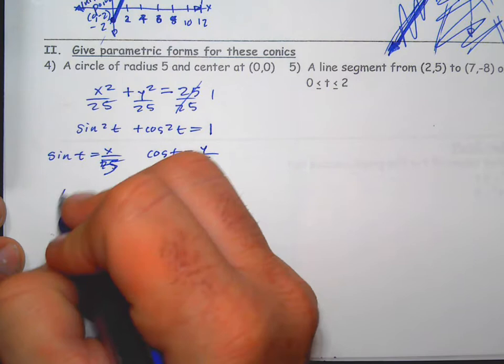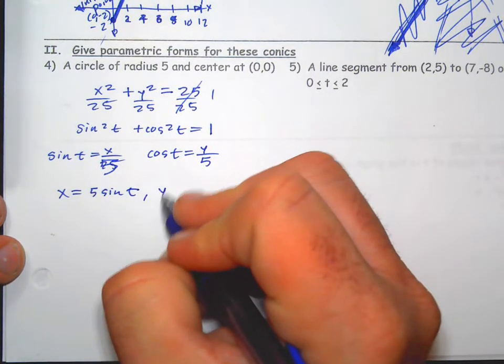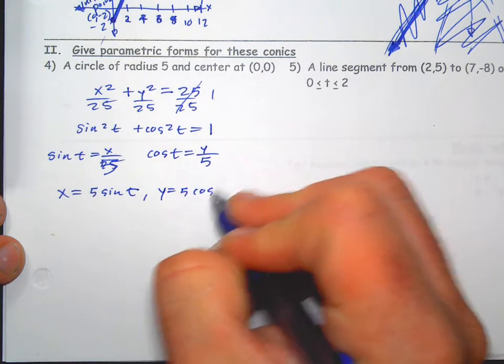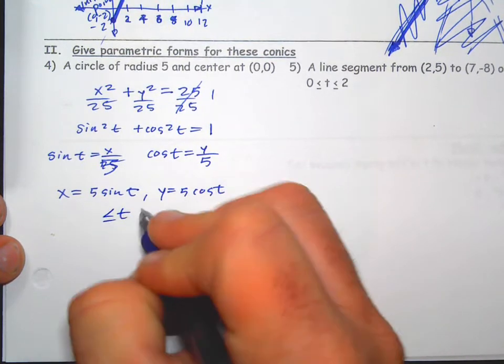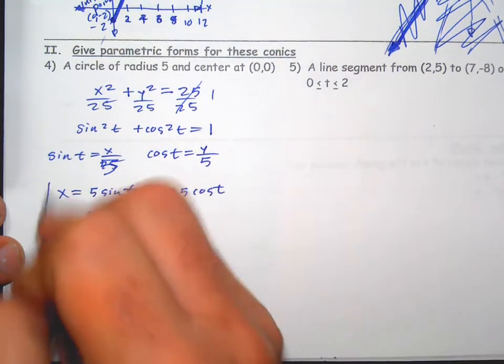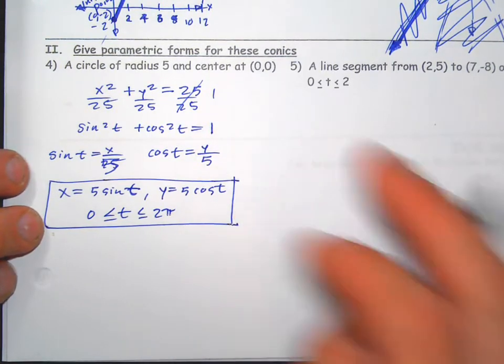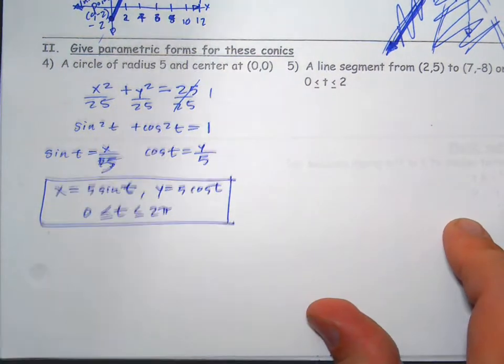And so then x equals 5 sine t, and y equals 5 cosine t. And you also need to give the limits on t. It would take 0 to 2 pi to graph the whole circle. So like that. There are some other ways you could do it, but this is one way. A line segment, we've done these a few times.